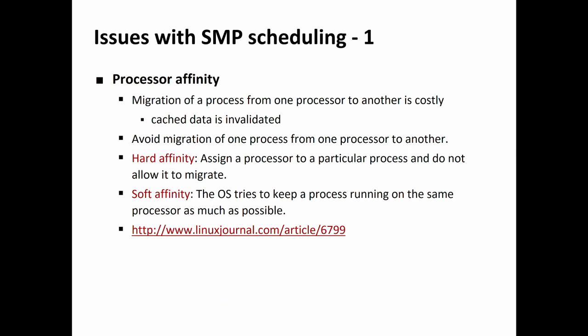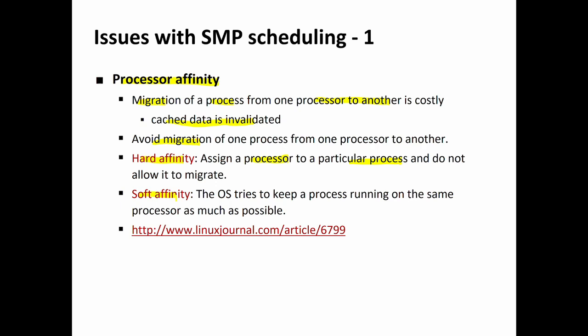So with SMP scheduling, there is something called processor affinity. When you want to move a process from one processor to another, it's called the migration of a process, and it can be costly because the cache data is invalidated. You want to avoid this migration. Typically we have hard affinity, meaning that when you assign a processor to a particular process, you do not allow it to migrate. It continues to run on this very same processor till it exits.